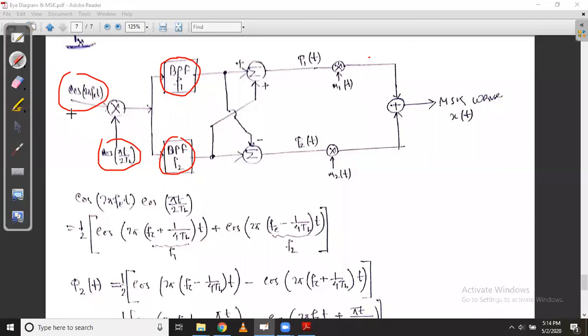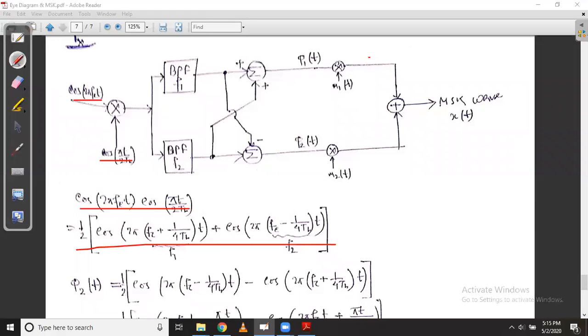So now again we use some trigonometric identity. Two cos terms are there, so 2 cos A cos B will give you cos of (A plus B) plus cos of (A minus B). This is the expression. Frequency f1 will allow this part of the signal to pass. In that way, you have to set the frequency response of the filter. Similarly, this band pass filter will allow this part of the signal to pass.